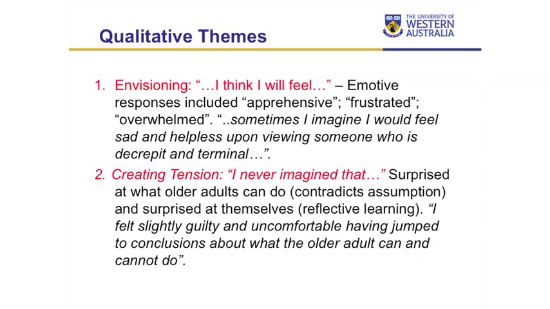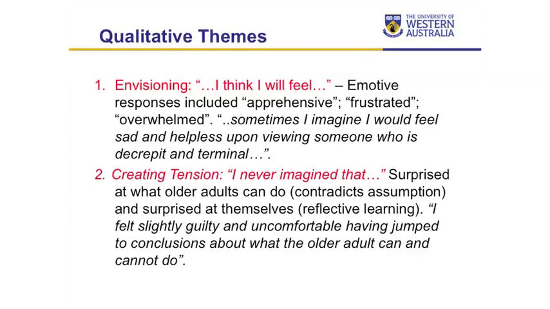Secondly, we found that it did create tension, which is what we wanted. For example, they said, "I never imagined that an older person can do these things." So they were surprised at what the older adult can do, and that contradicts what they thought. And they surprised themselves because some of them often felt slightly guilty or uncomfortable having jumped to conclusions about what the older adult can and cannot do. And this is the core of reflective learning and transformational learning that shifts perception.